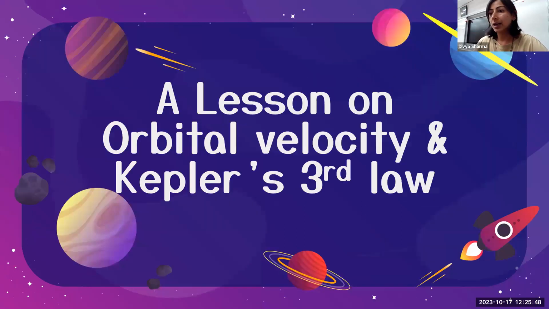All right, let's move on to orbital velocity and Kepler's third law. When you're deriving an equation for Kepler's third law, through that equation, you also derive an equation for orbital velocity. So orbital velocity is just how fast something is orbiting around another mass, okay?